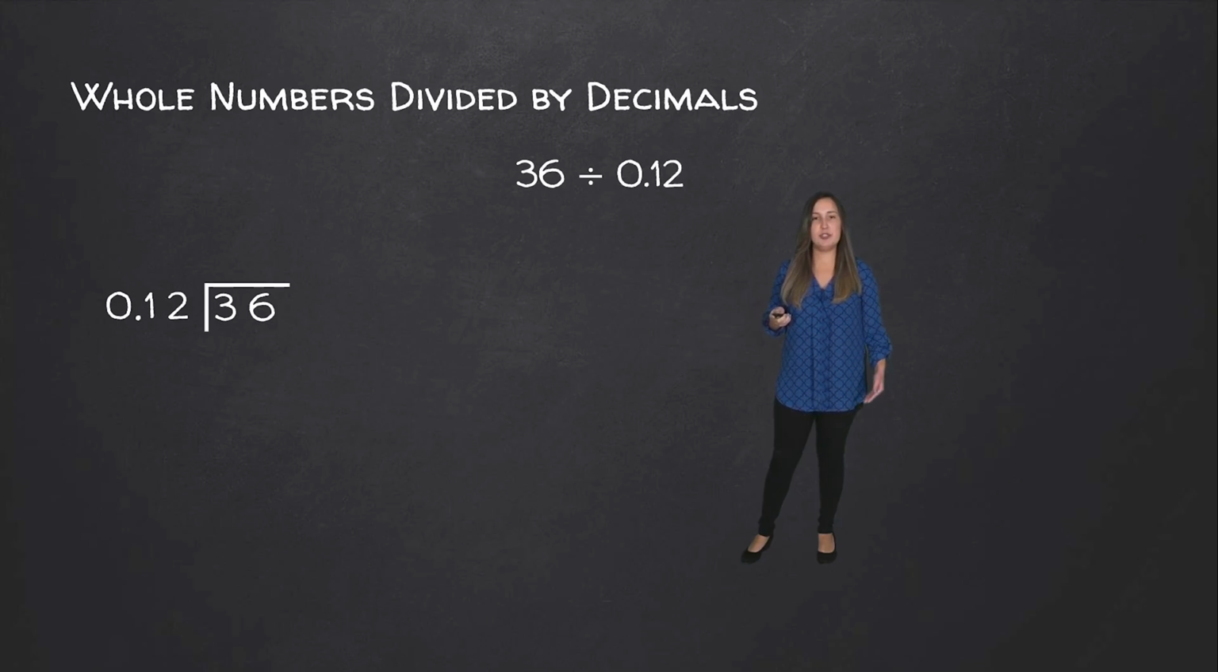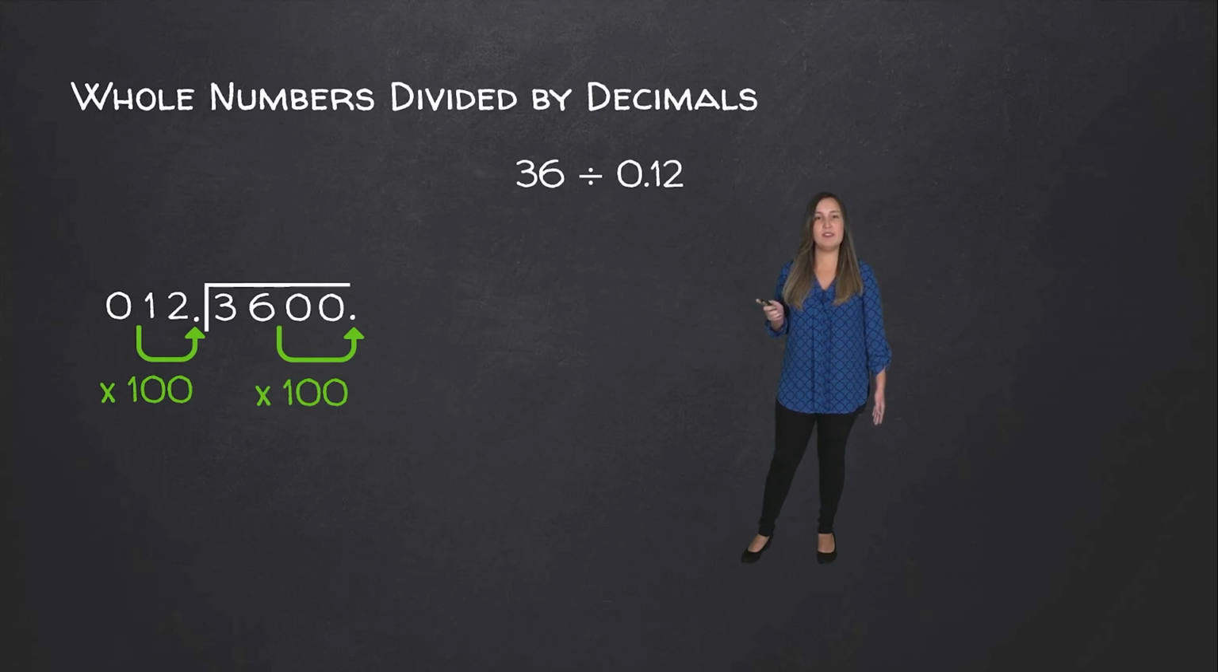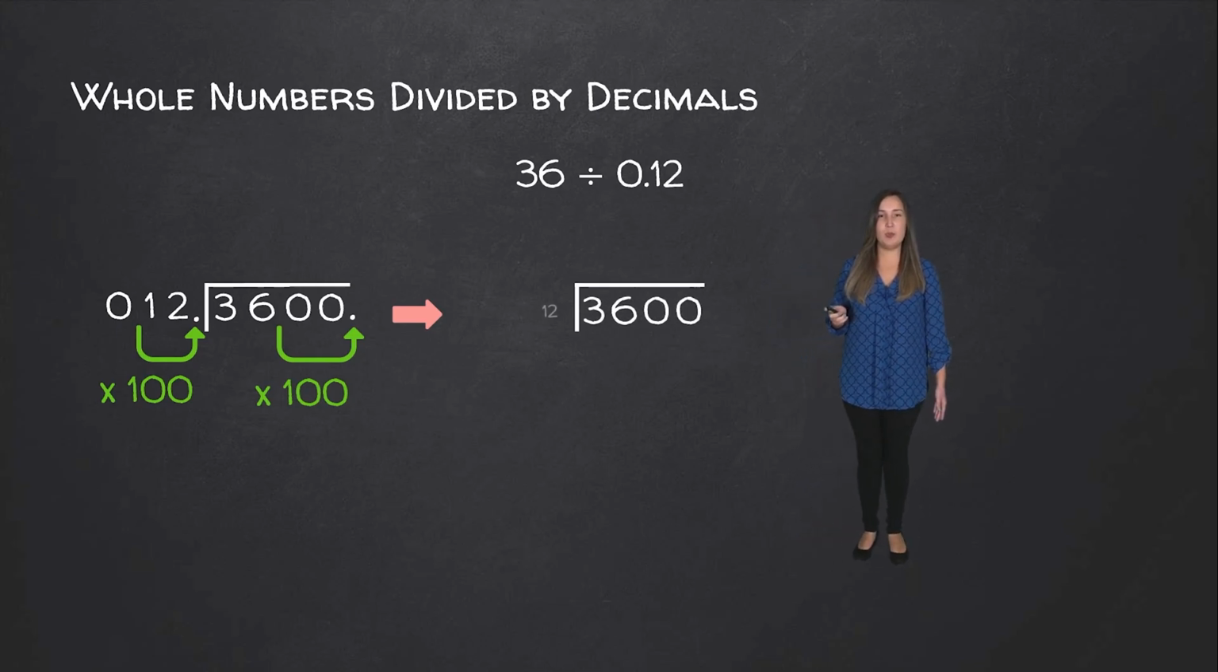Now we have to ensure that our divisor is a whole number, so we're going to multiply it by a power of 10. In this case, if we multiply it times 100, that would be enough to ensure that it's a whole number. So if we multiply 12/100 by 100, that means we have to multiply 36 by 100 as well. So we know that 36 divided by 12/100 would give us the same answer as 3,600 divided by 12. So we're going to divide normally.